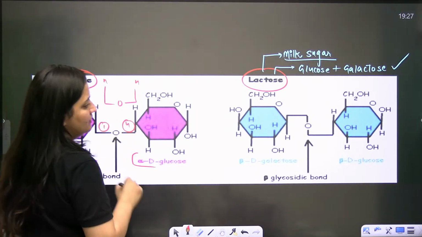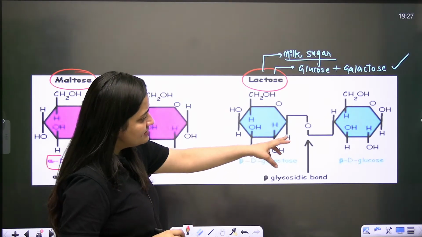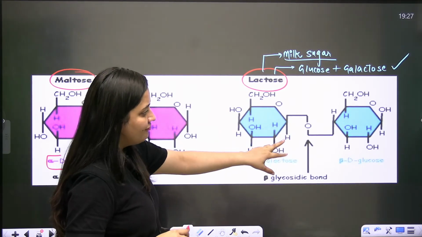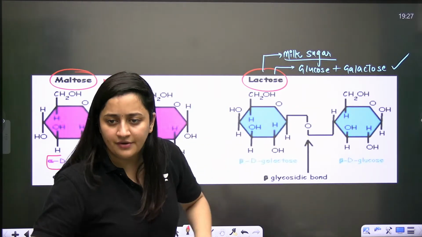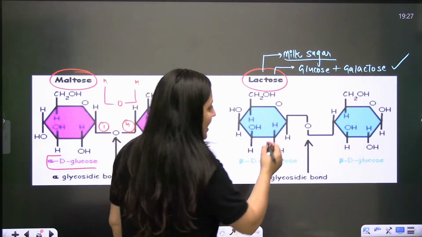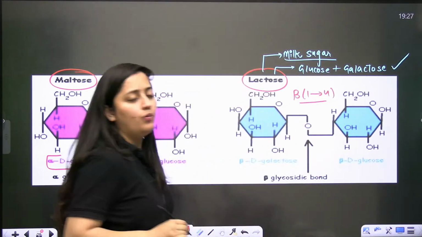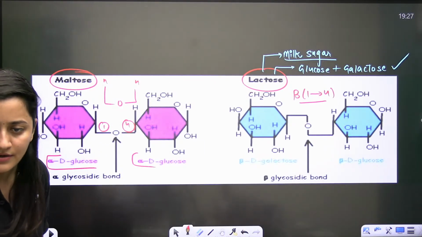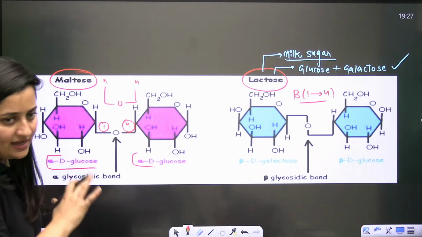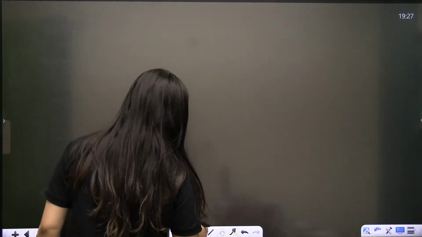But here, can you see this? This bond is 1,4. 1,4 is there, but its shape is a little different. Why? Because it is beta 1,4. It is beta 1,4 glycosidic bond. Right? Let me explain this part to you.